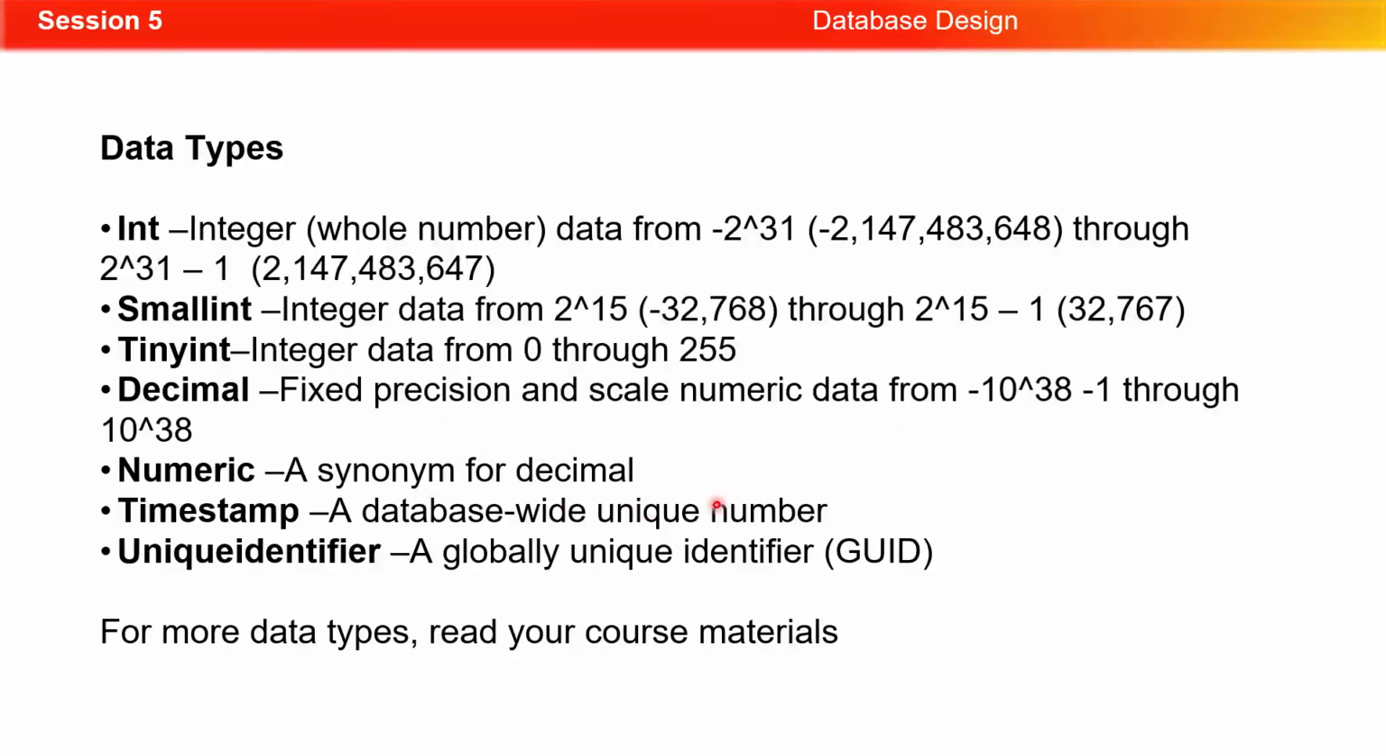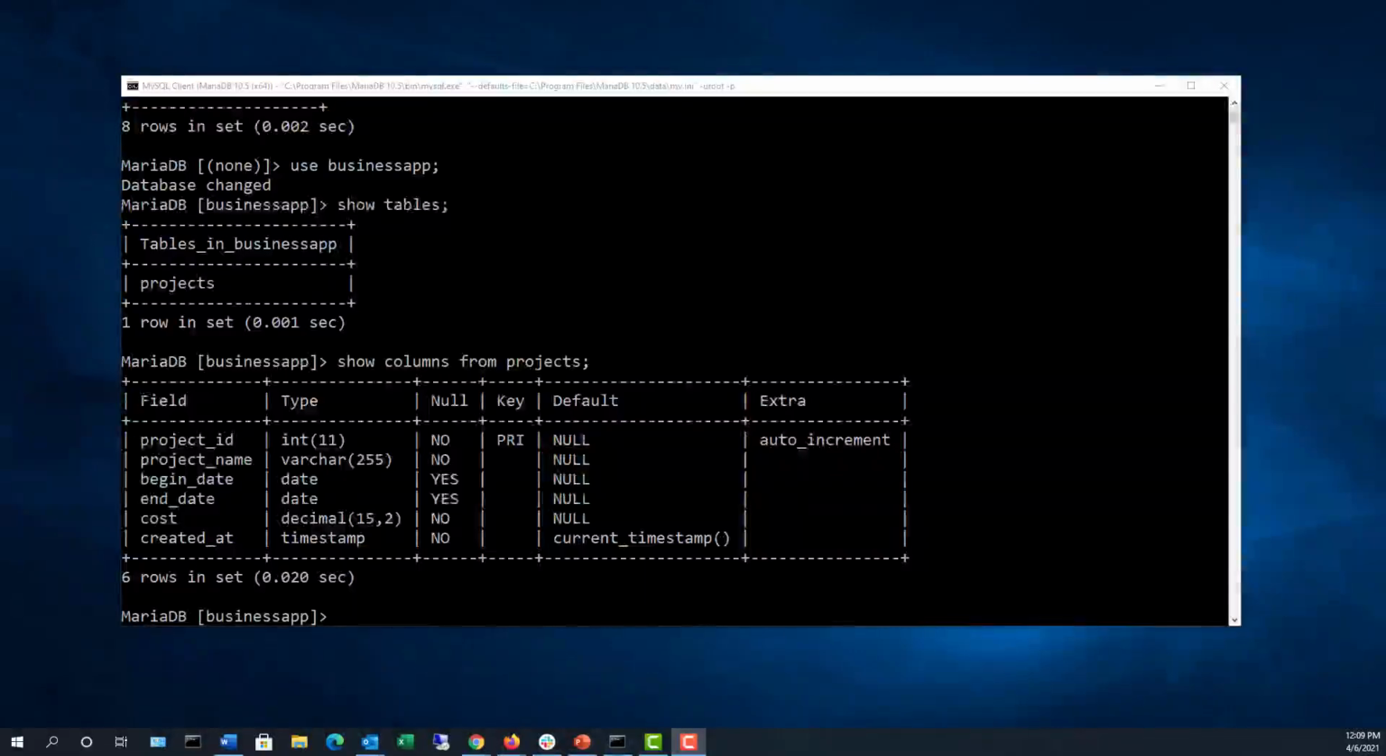A timestamp. We saw an example of a timestamp, and a unique identifier, sometimes called a GUID, is also a different data type. We also saw date as a data type. But for more data types, please consult your learning materials. And I listed here some of the results from our previous demonstration. So we can take a look at the data types we actually used.